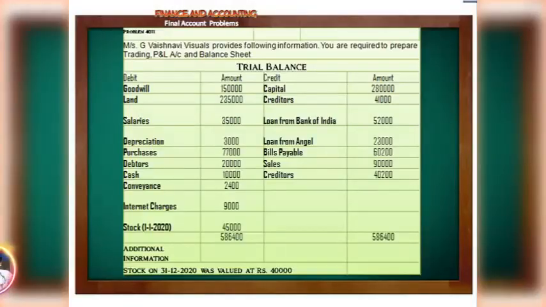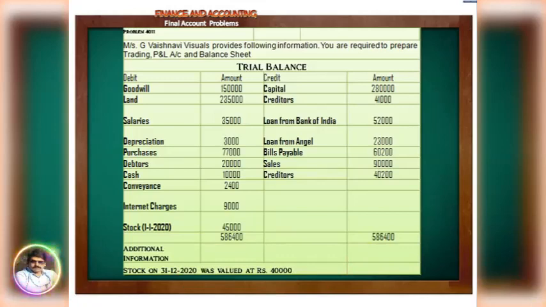Let's do a final accounts problem. Trading account, profit and loss account and balance sheet from this trial balance of Messrs G Vaishnavi Visuals. So we have on the debit side goodwill. Goodwill is an intangible asset. Then land is an asset. Salaries are office expenses.